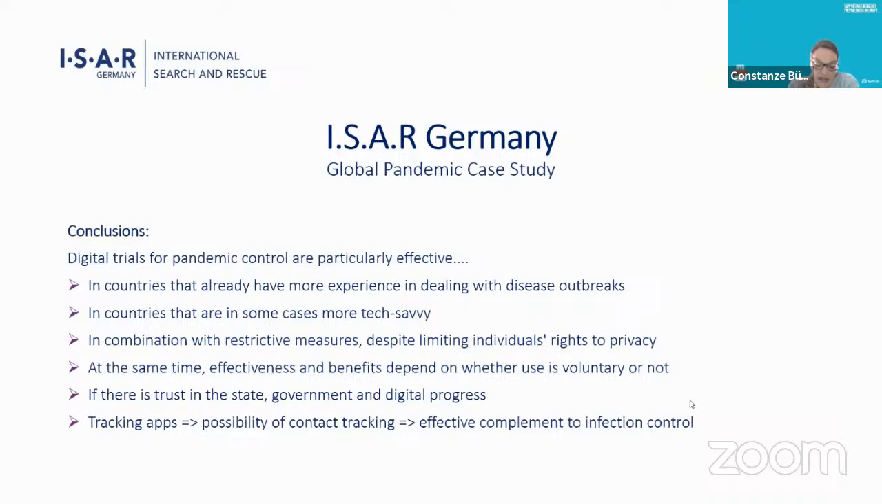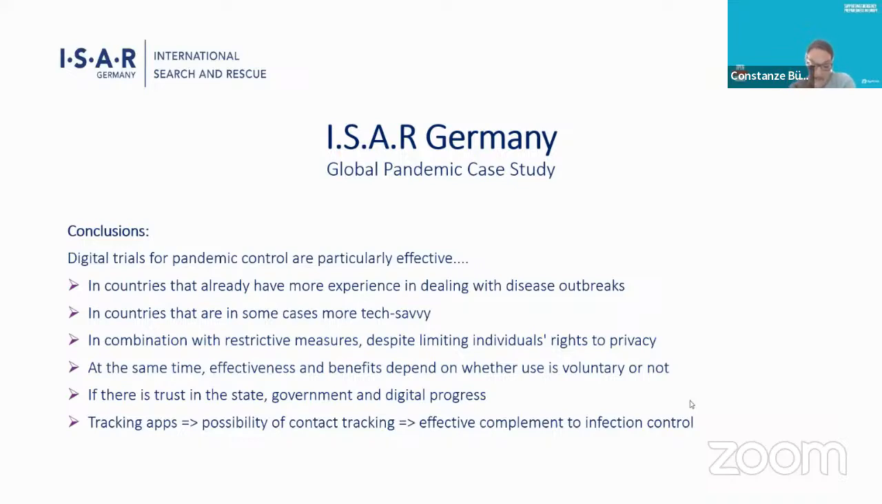On the other hand, other countries like Germany or especially Italy did not have the same wealth of experience, but digital applications have also been able to help with interruption or reduction of contagion. In some countries, however, a digital strategy also means limiting individuals' rights to privacy, often in combination with restrictive policies. And for a tracking app to be successful, it must be ensured that the personal data is protected, and that the application is voluntary, so that the people trust it.